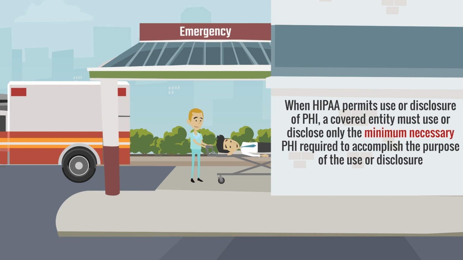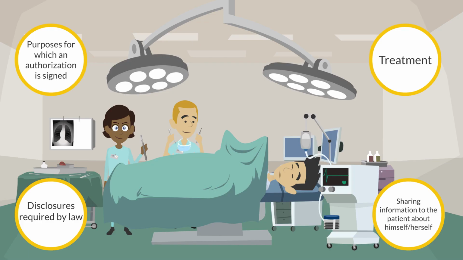Now let's take a look into the minimum necessary standard. The only exceptions to the minimum necessary standard are those times when a covered entity is disclosing PHI for the following reasons: purposes for which an authorization is signed, treatment, disclosures required by law, judicial and administrative proceedings, by subpoena, and sharing information to the patient about himself or herself.